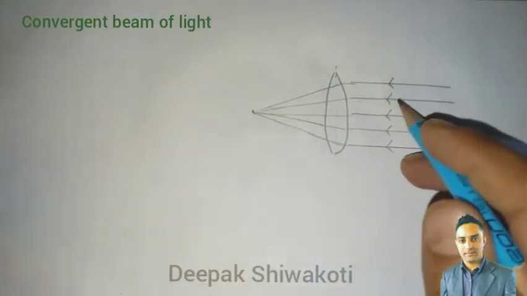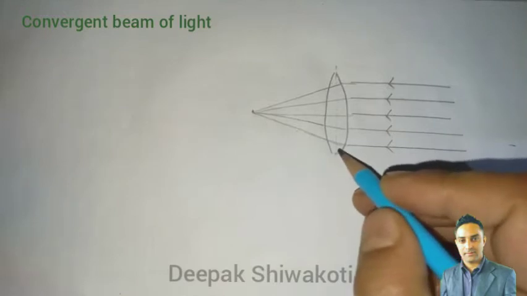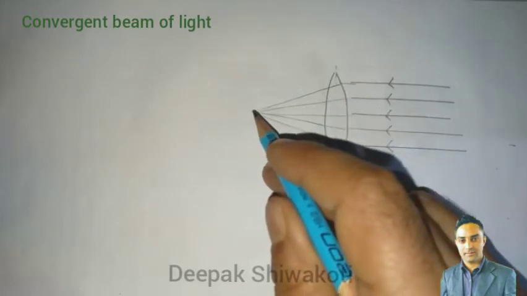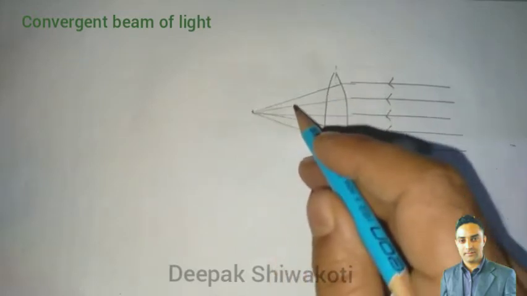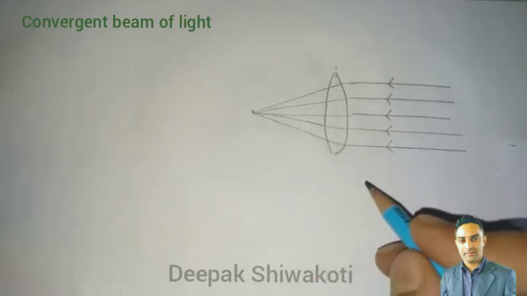Parallel beams of light are coming from a source of light, suppose from the sun, and a convex lens is kept here. This lens is kept here. The rays will converge to one point. Okay, so these rays are a convergent beam of light. Okay, so in this manner we have to draw.